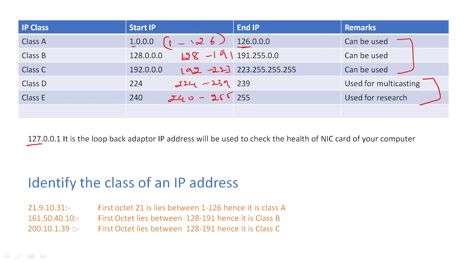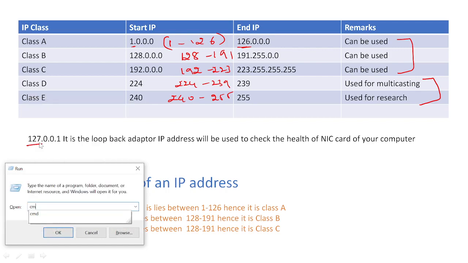127 is dedicated for a separate usage. 127.0.0.1, we call it the loopback adapter IP address. That IP address is dedicated for a purpose. If you want to check whether the network interface card in your computer or laptop is working fine or not, we can just try a ping command. Ping is a command.